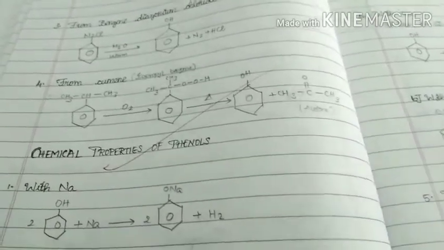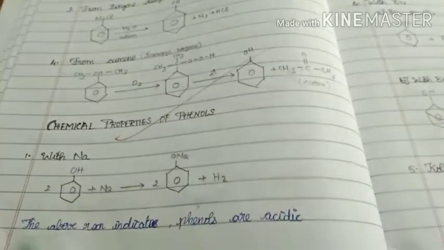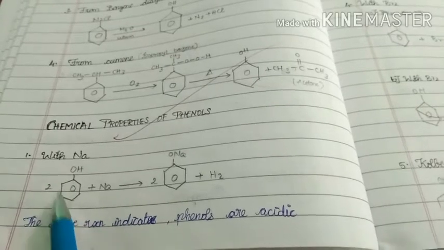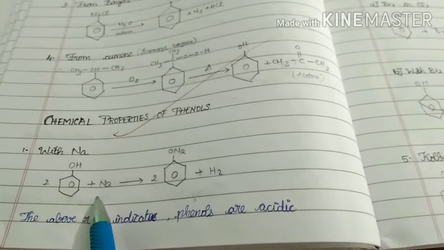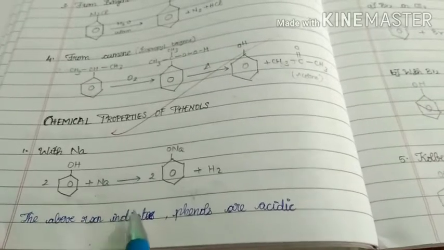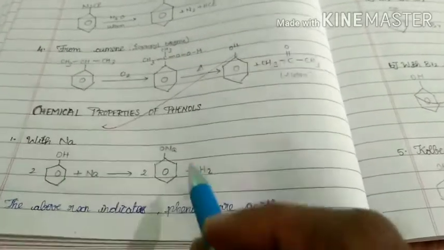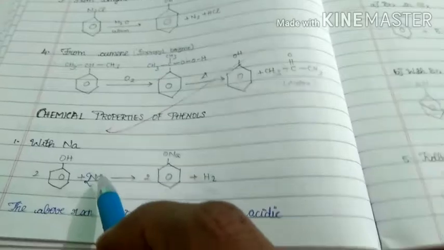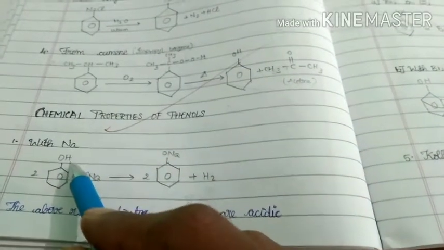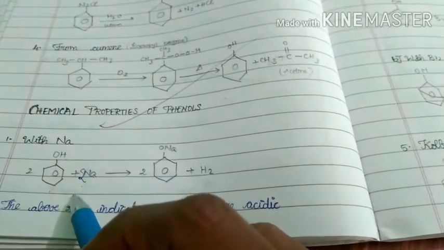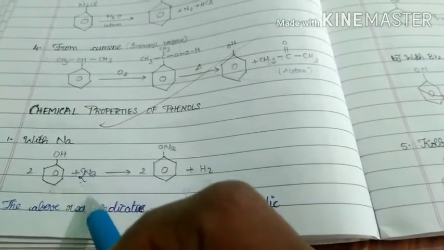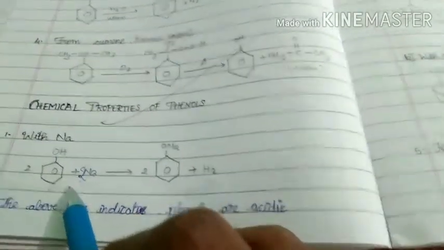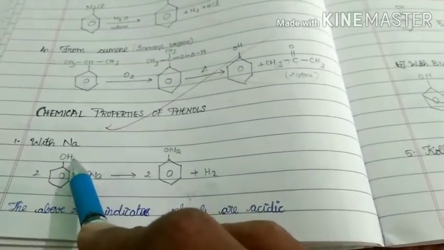Next, chemical properties of phenols. When 2 moles of phenol react with sodium metal, then we get sodium phenoxide. That means sodium replaces hydrogen from phenol. From this reaction we can say that phenol has acidic nature because sodium replaces hydrogen.